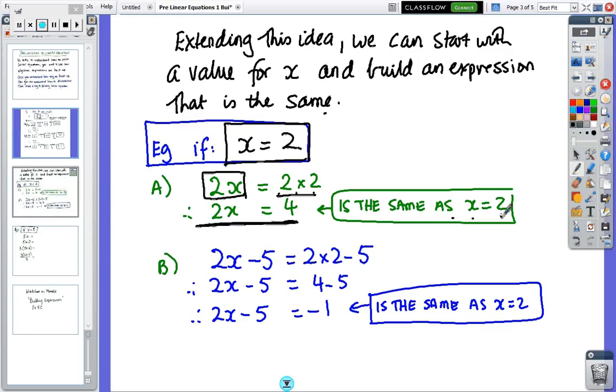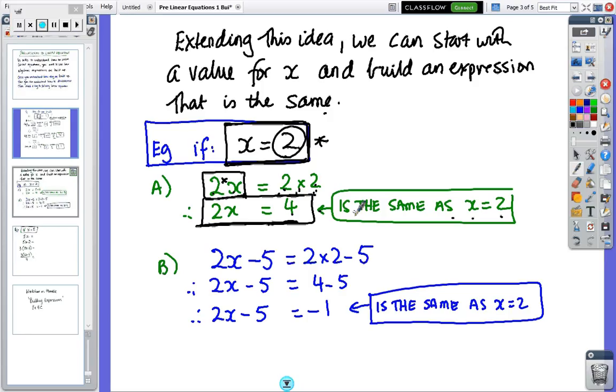So we'll go through that again. I'm making up a number, x equals 2. It could have been anything else. When I see the expression 2x, then I know that it means 2 times x. So 2 times 2, because x is 2. 2 times 2 is 4. So if I have 2x equals 4, that must be the same as x equals 2.